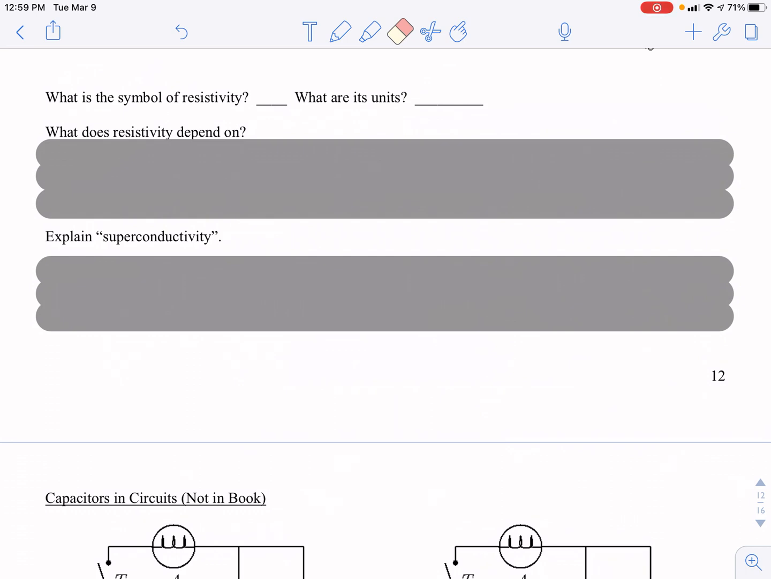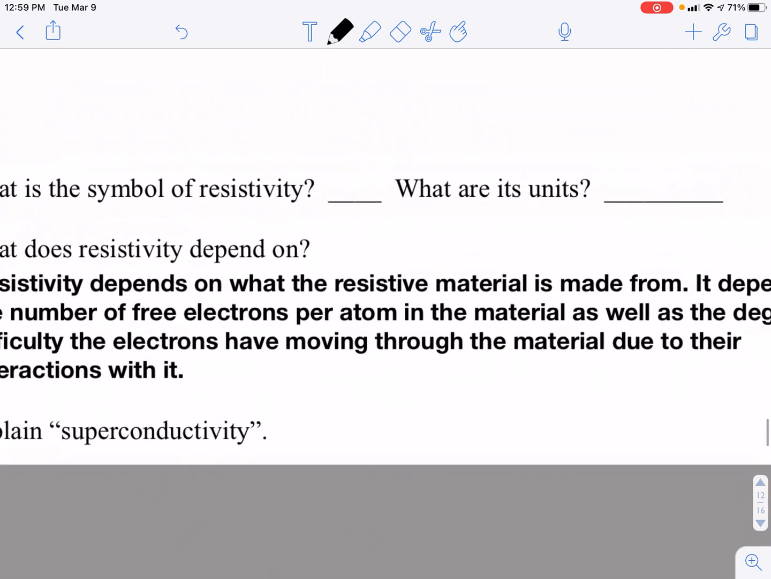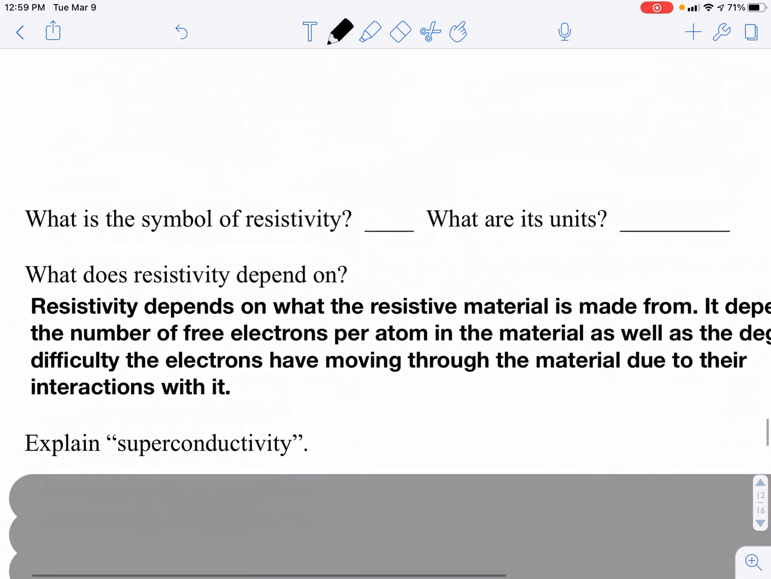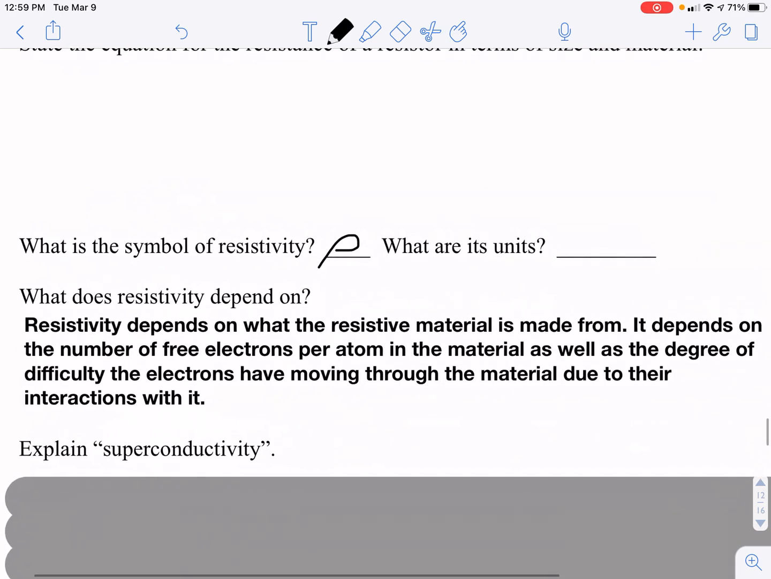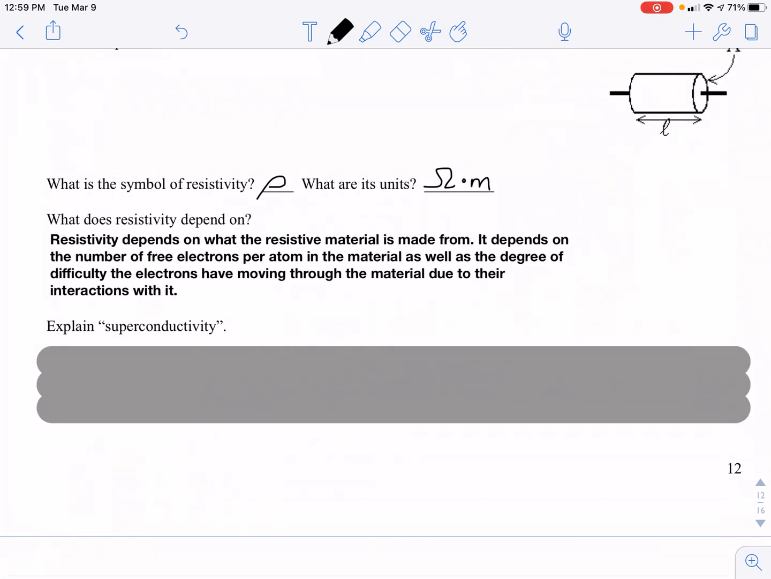What does resistivity depend on? Well, the symbol is rho, the Greek letter rho. And the units are the ohm meter. Resistivity depends on the resistive material in terms of what it's made of. It depends on the number of free electrons per atom in the material, as well as the degree of difficulty the electrons have moving through the material due to their interactions with the material.